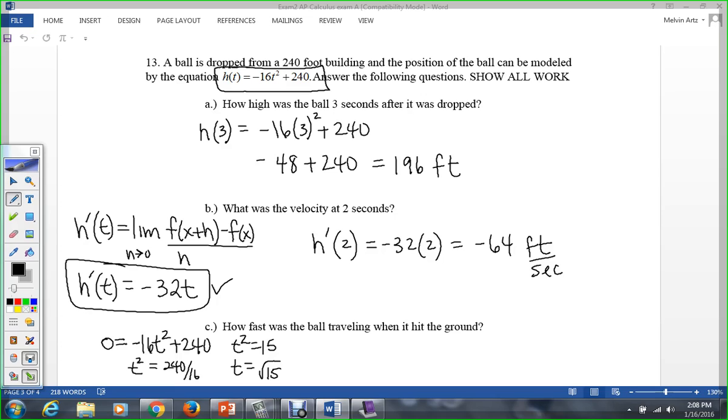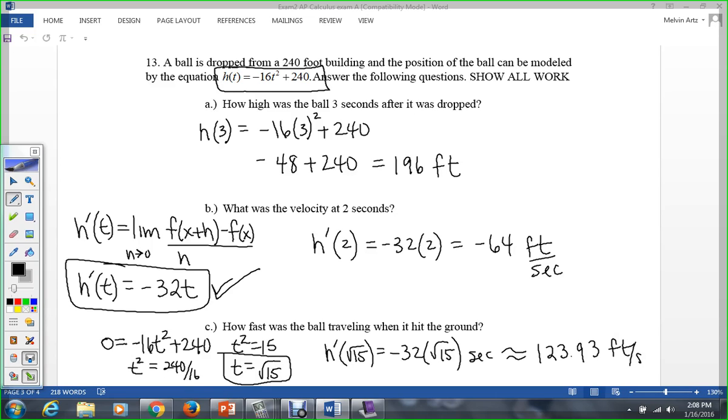So how fast was the ball? Now this is when the ball hit the ground at about 4 seconds. Now to find the velocity when it hit the ground at that instant, we go back to our velocity function. So we'd be looking for h prime of the square root of 15. See, we're going back up here to our velocity function. So negative 32 times the square root of 15. And that would be in seconds. And I believe that's approximately 123.93 feet per second. So that's feet per second.